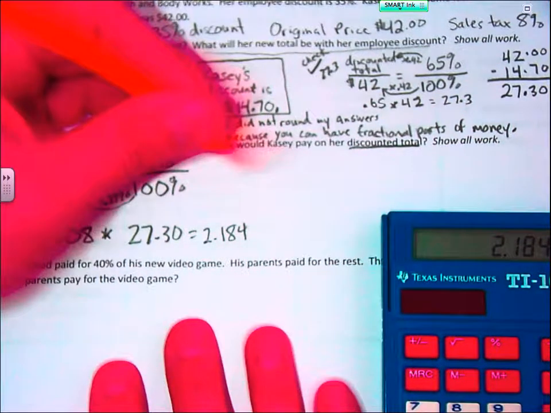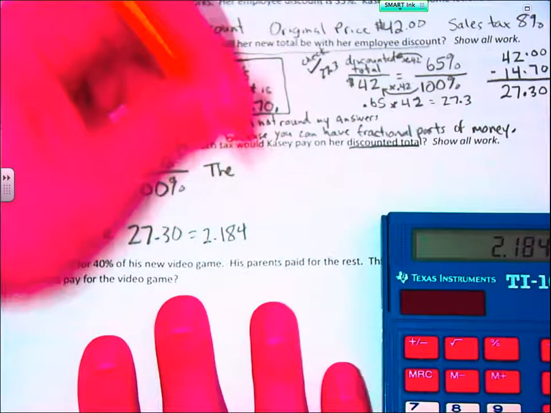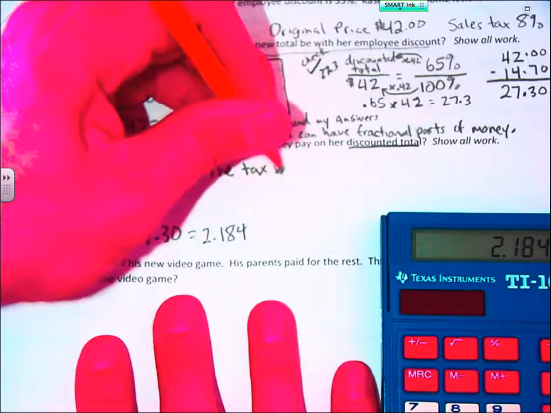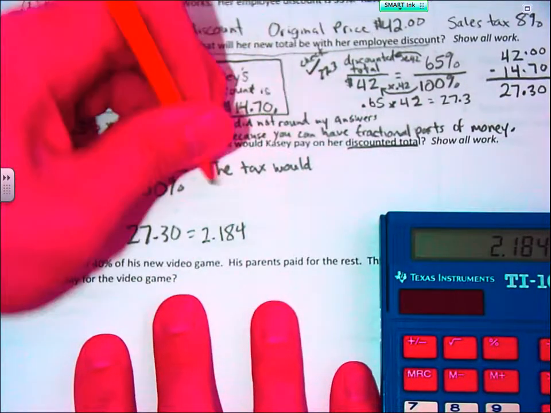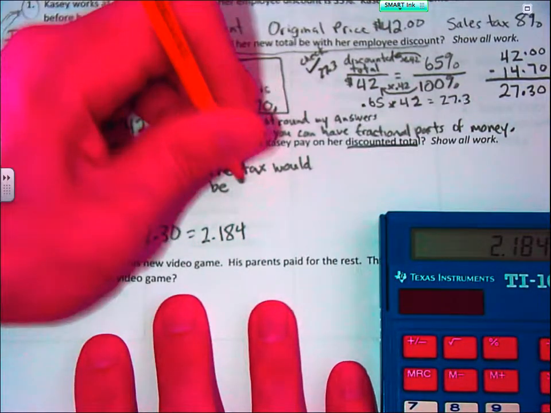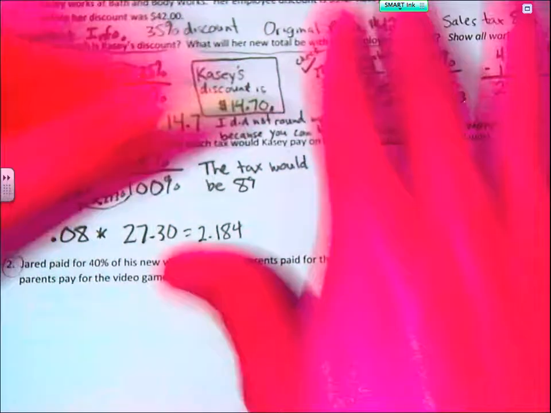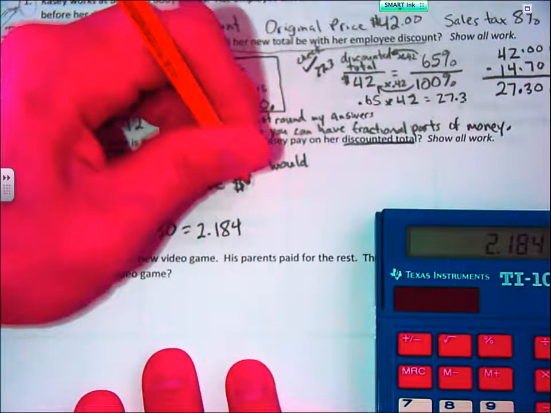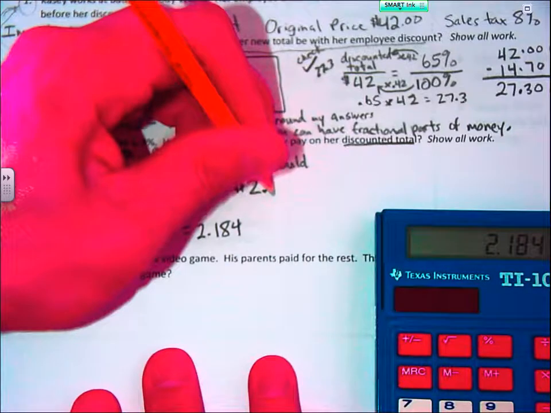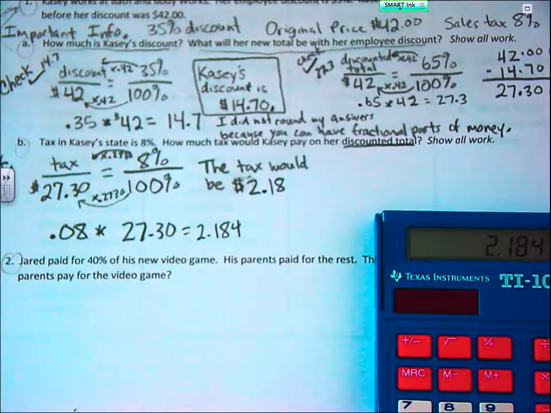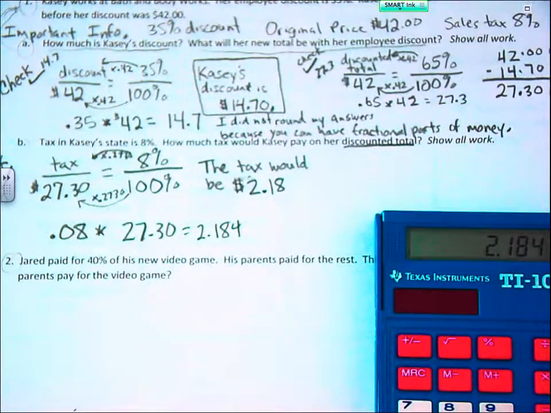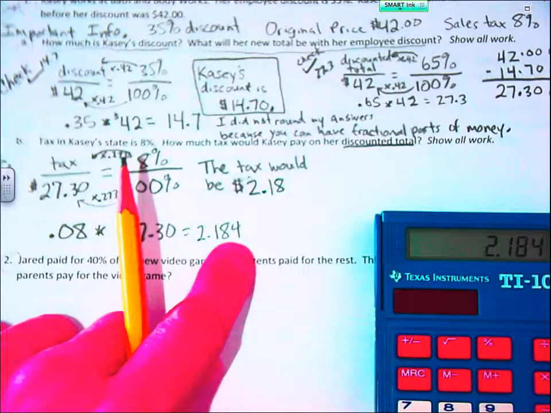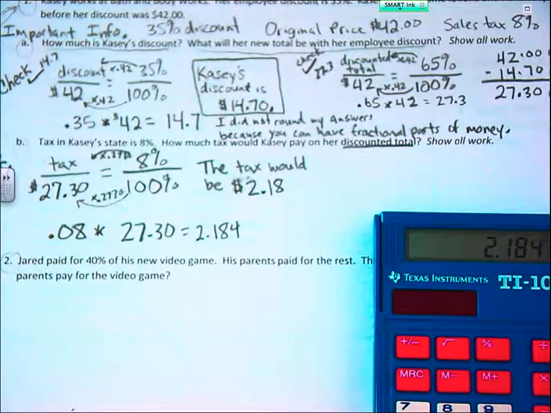So the tax would be 8% of that. It is 8%, sorry. The tax would be $2.18. Now, in money, oftentimes they round up. We're just going to follow the normal rules of rounding. So the next digit was a 4, so I would round this down to $2.18.